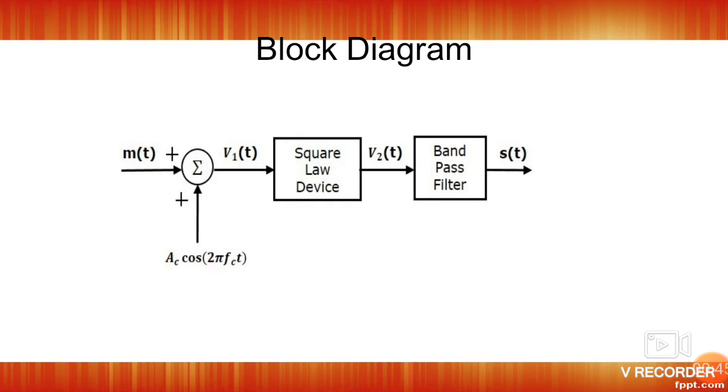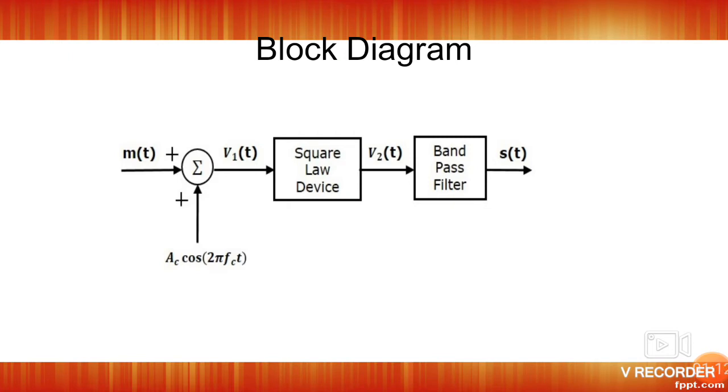The nonlinear element, that is here the square law device, is used to implement the square law modulator, and the final block is the band pass filter. This filter extracts the desired term from the modulation products. So these are the main important blocks of square law modulator. Message signal and carrier signal are both added with the help of the summer.